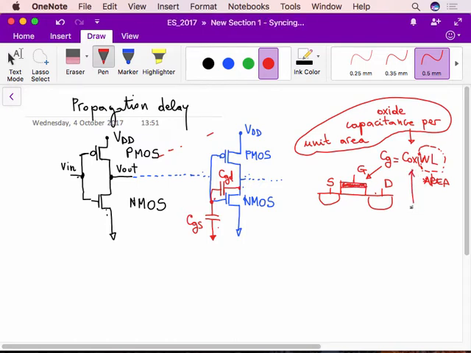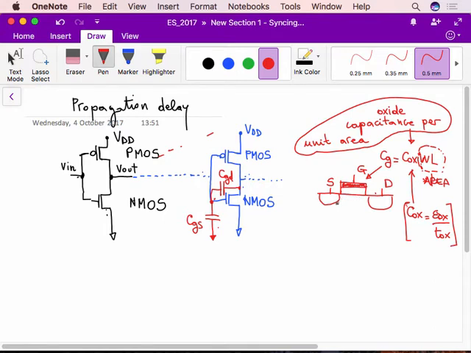Just to add some additional notes, this COX we have already written here. It is the electric constant of the oxide divided by the thickness of the oxide. Okay? Just between parentheses, because this is a concept that we have already discussed.